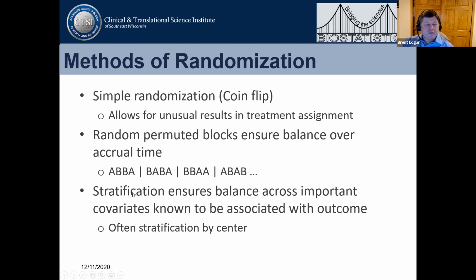And then the concept of stratification. Stratification ensures balance across important covariates that we know are associated with outcome. So with just a regular coin flip, you can actually get imbalance on a major variable. If you want to ensure that doesn't happen, you stratify, and then you have your permuted blocks within each stratum. That means that after every 4 high-risk patients, for example, you have 2 A's and 2 B's, and after every 4 low-risk patients, you have 2 A's and 2 B's. Stratification by center is also sometimes done to balance things within a center.